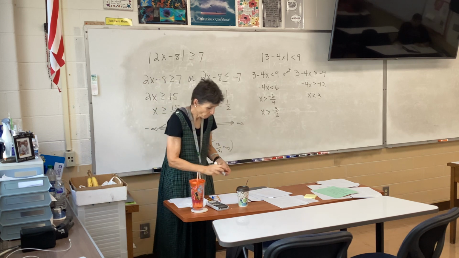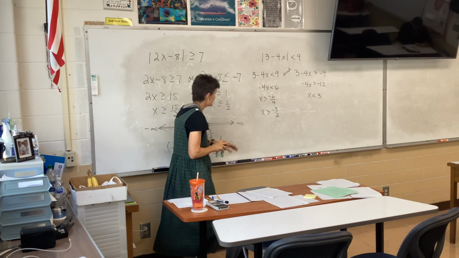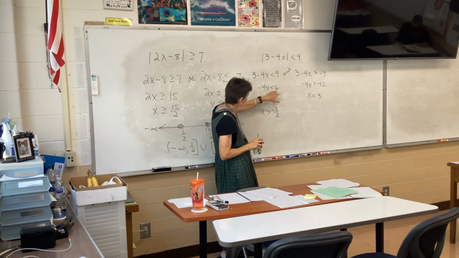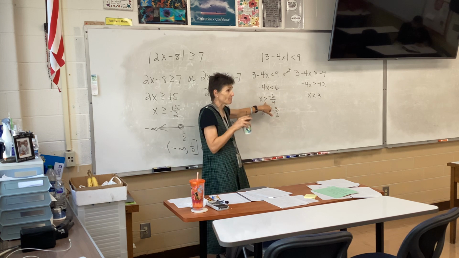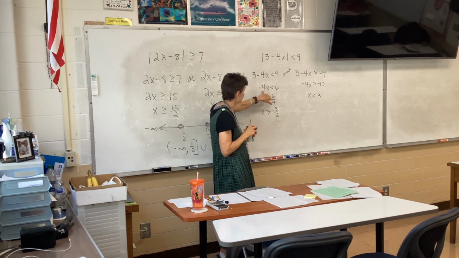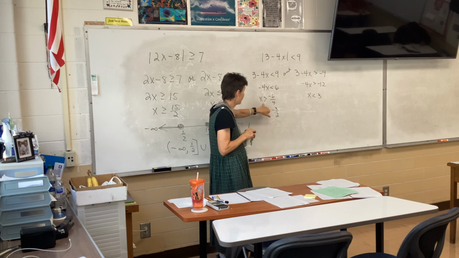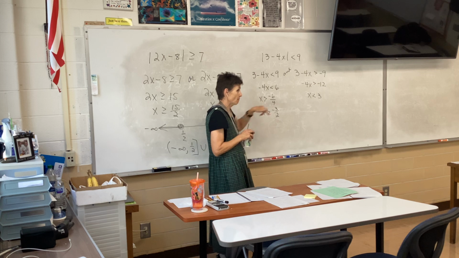Now, when you're solving this one, you do have to remember something. Did you remember when you divide by a negative, you turn that sign around? Because to solve for x, don't we have to divide by -4? And when you divide by -4, you've got to change the symbol.